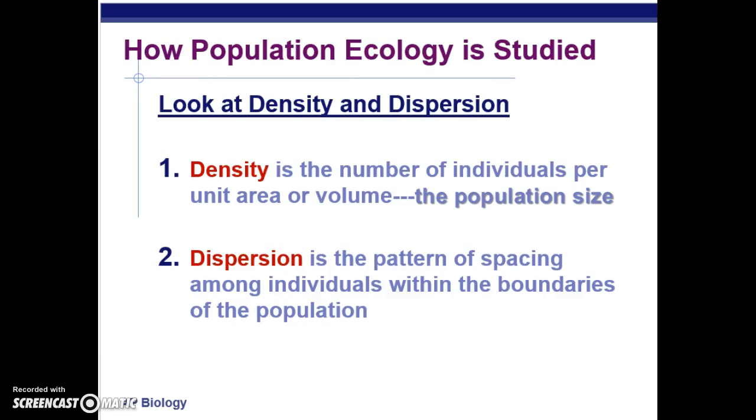So how is a population studied? We look at two factors: the density of the population and the dispersion of the population. The density is defined as the number of individuals per unit area or volume, the size of that population. Dispersion, on the other hand, is the pattern of spacing among individuals within the boundaries of that population.